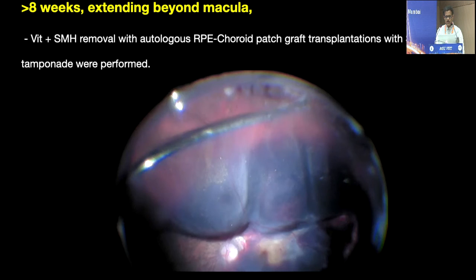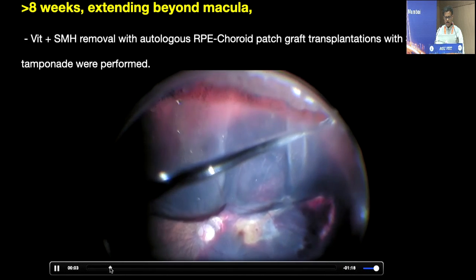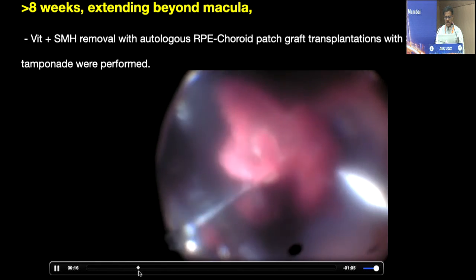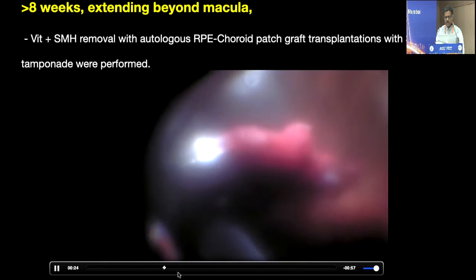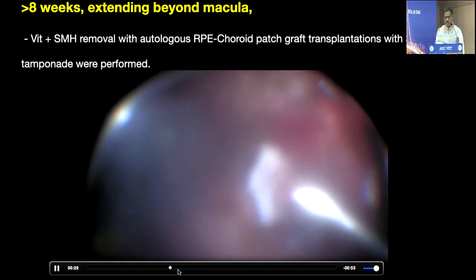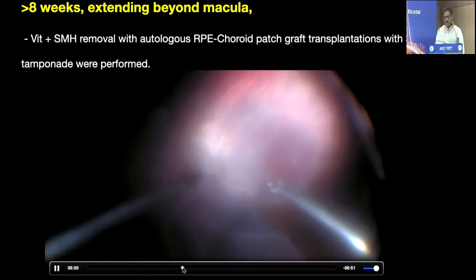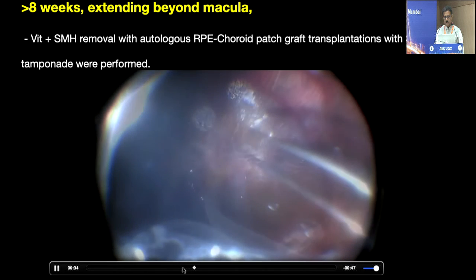In this case the hemorrhage was more than 8 weeks, and the RPE is much more compromised. So I did a temporal retinectomy and removed all the blood along with the CNVM. The CNVM is very thick, and you have to use settings like those for removal of cataract, with 600 suction and 100 cutting rate.